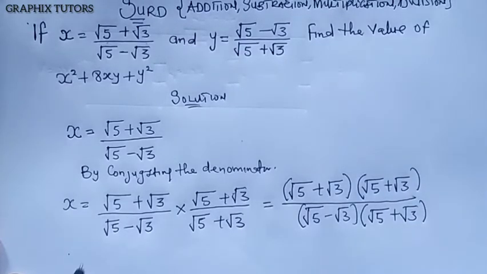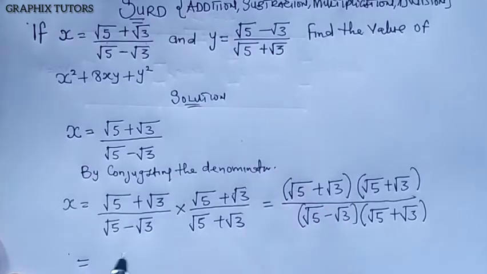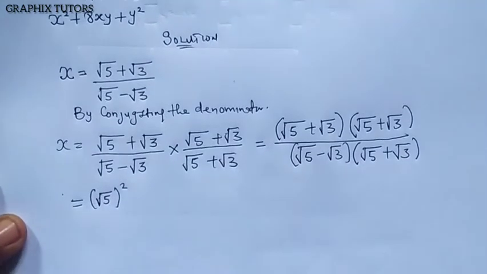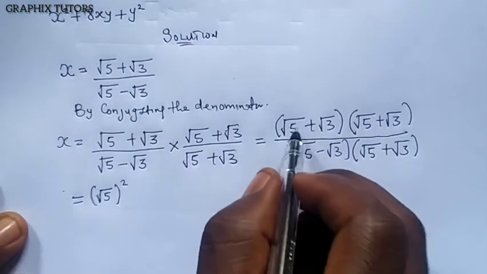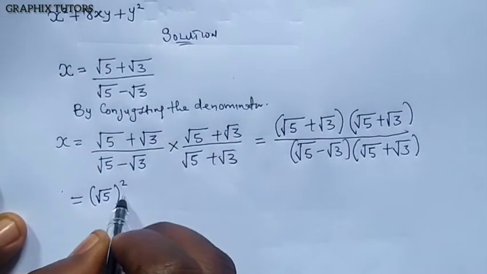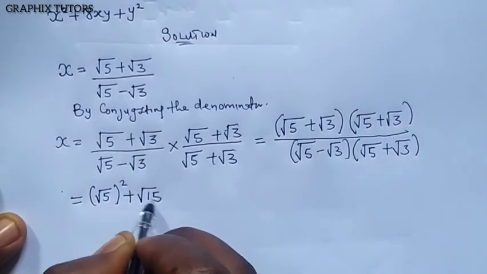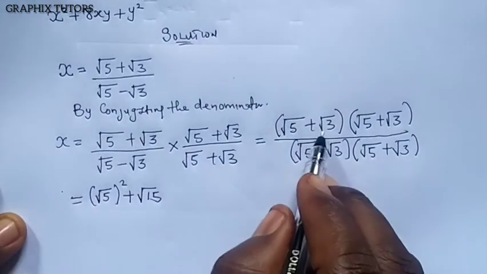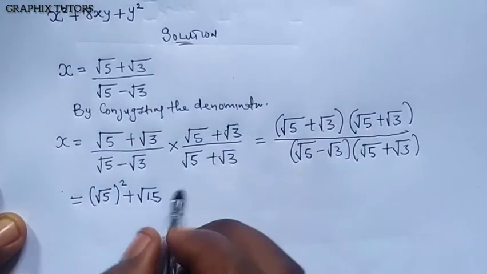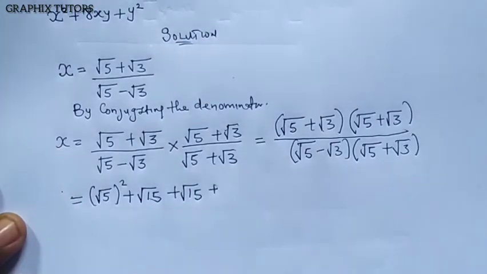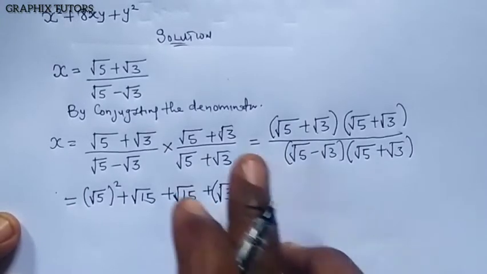Now this will give us, if you look at this, root 5 times root 5 will give you root 5 square. Root 5 times root 3 will give you root 15. Then the next one, root 3 times root 5 will give root 15, plus root 15. So plus now, the root 3 times root 3 will give you what?